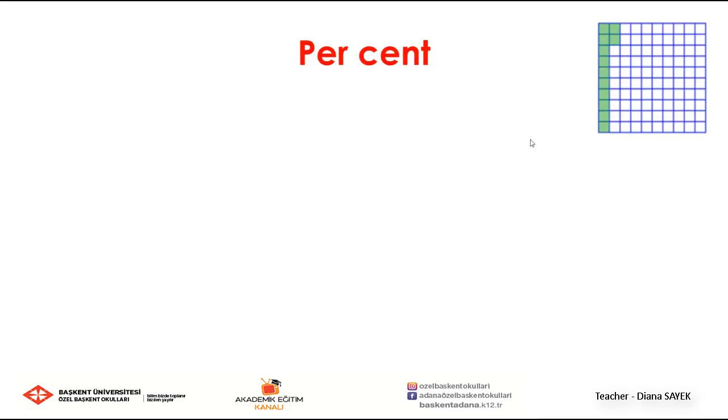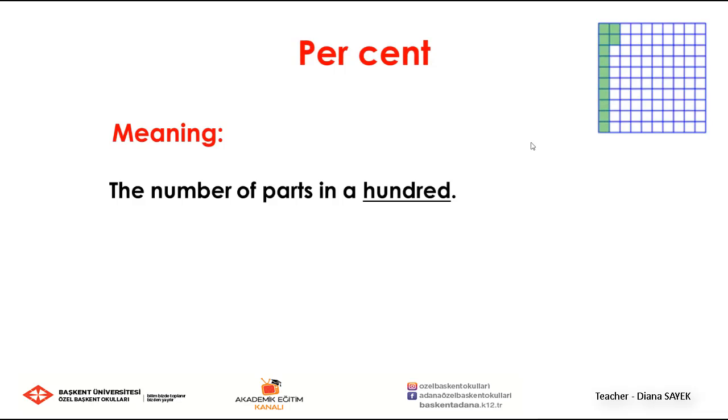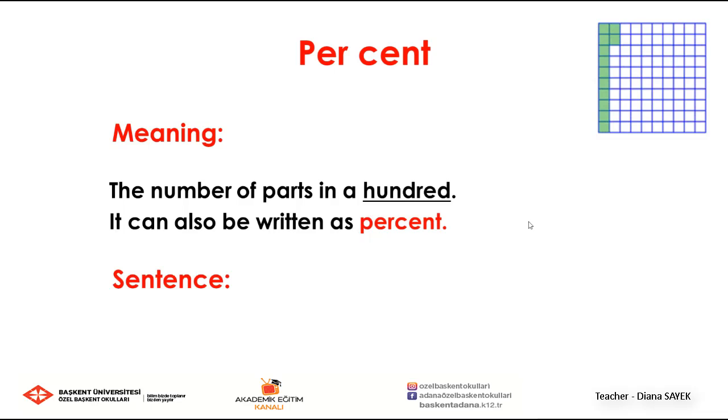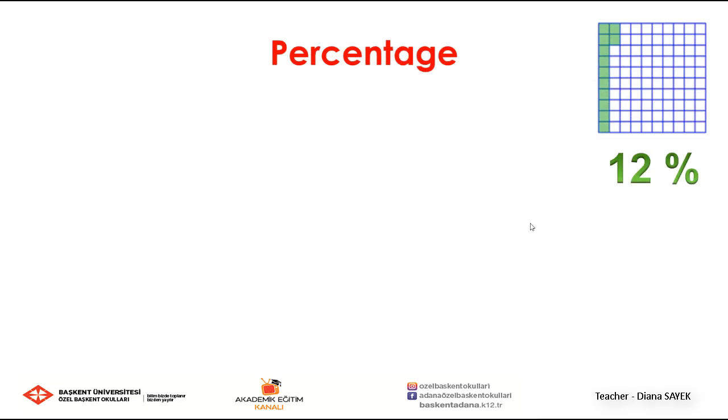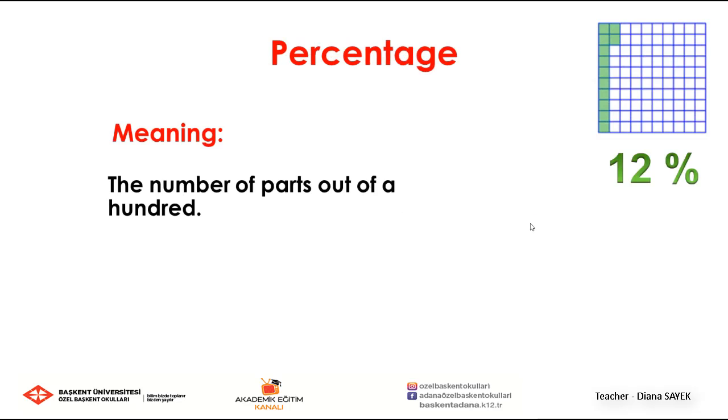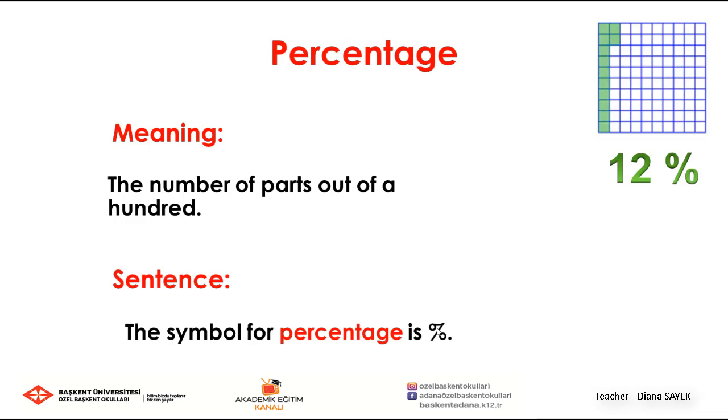Let's get started. Percent, meaning the number of parts in 100. It can also be written as percent, one word. Sentence, percent is how many out of 100. Percentage, meaning the number of parts out of 100. Sentence, the symbol for percentage is %, and you see it here. In the diagram here, we're showing 12%. 12% of the squares are colored green.